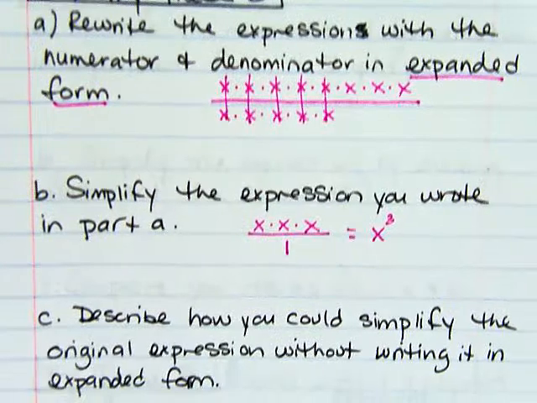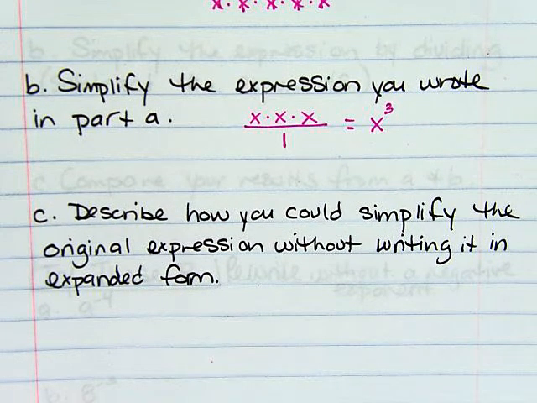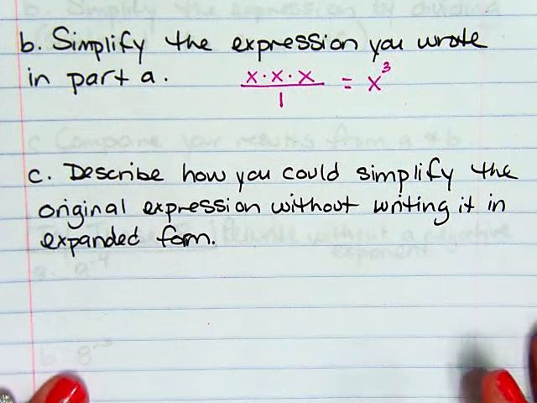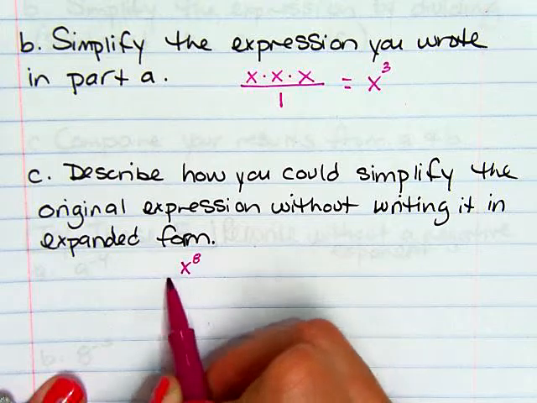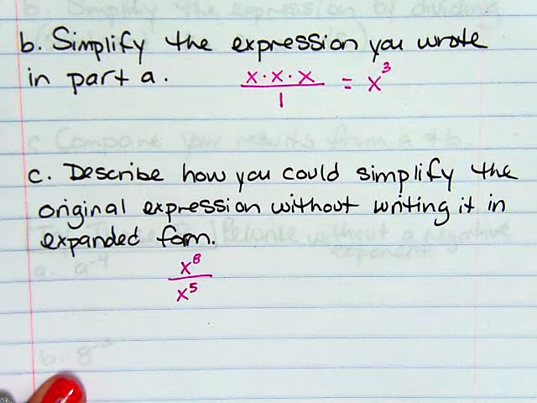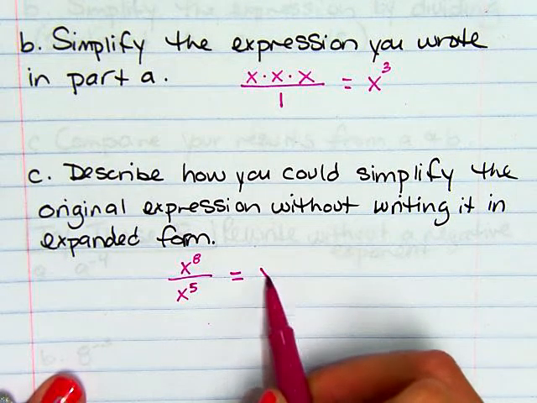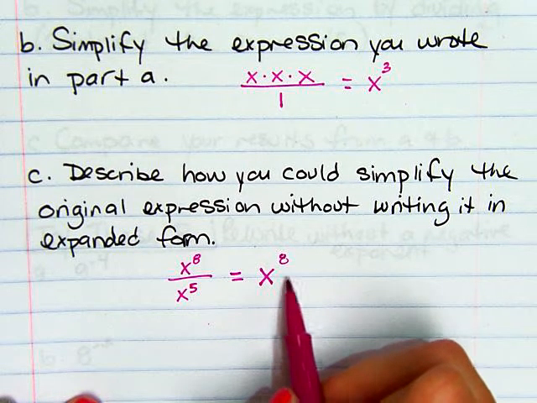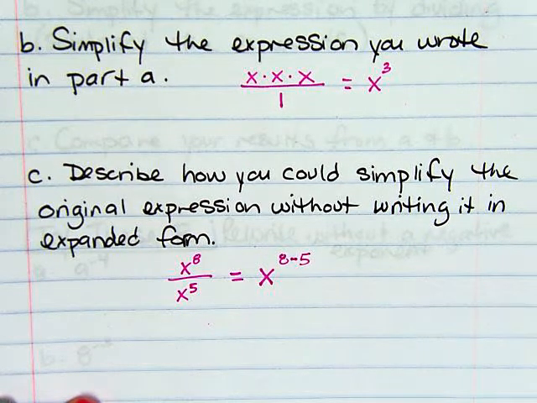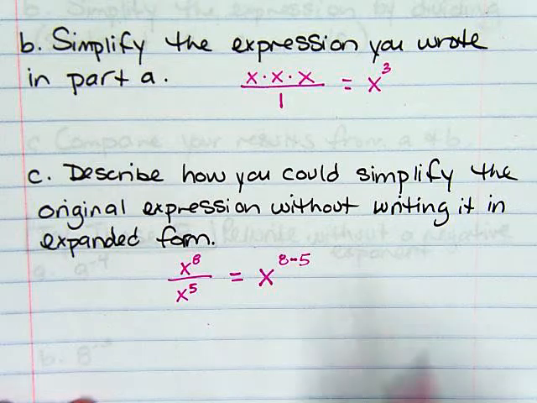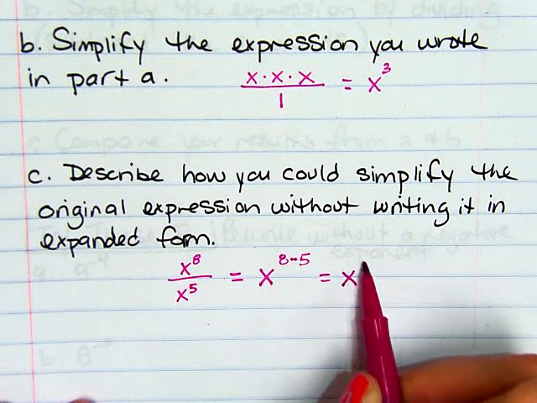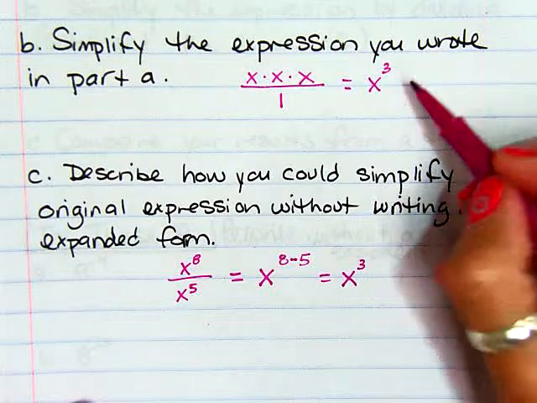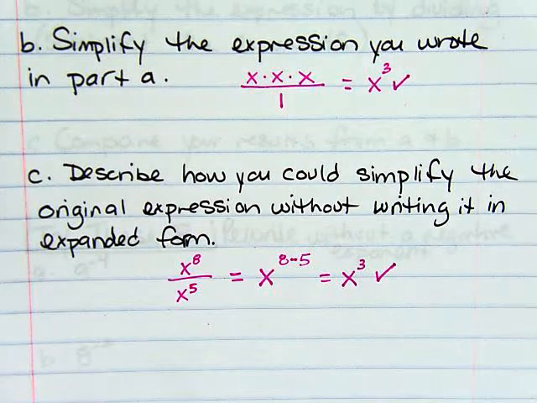The last part says describe how you could simplify the original expression without writing it in expanded form. I actually know a shortcut with division rules of exponents that says if my base is the same number, I can just rewrite it. I do have the same number, which is x. Then I subtract the denominator exponent from the numerator exponent. So that gives me 8 minus 5, which is x to the 3rd power. And look, that matches my expanded form, so I know I did it right.